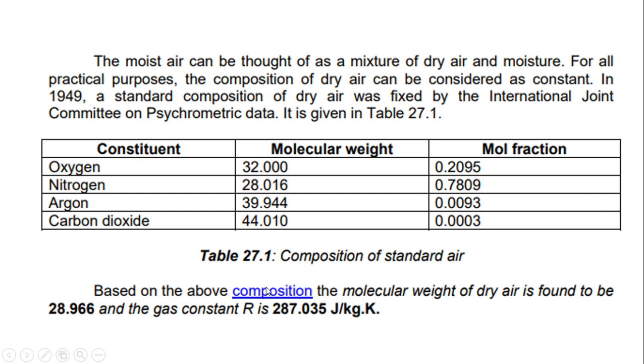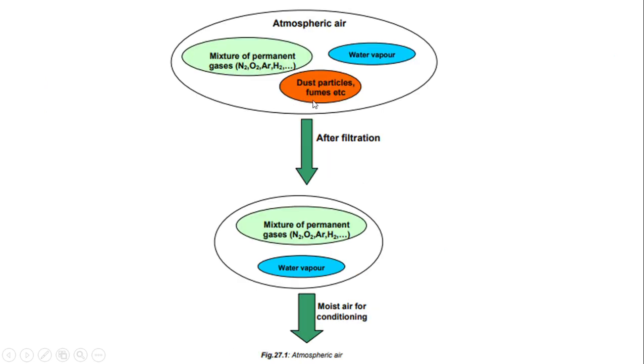So based on the above composition, when you add it up, you will get the molecular weight of dry air as 28.966, and the gas constant will be 287 joule per kg Kelvin. This is the gas constant for air. Okay, next, this atmospheric air.